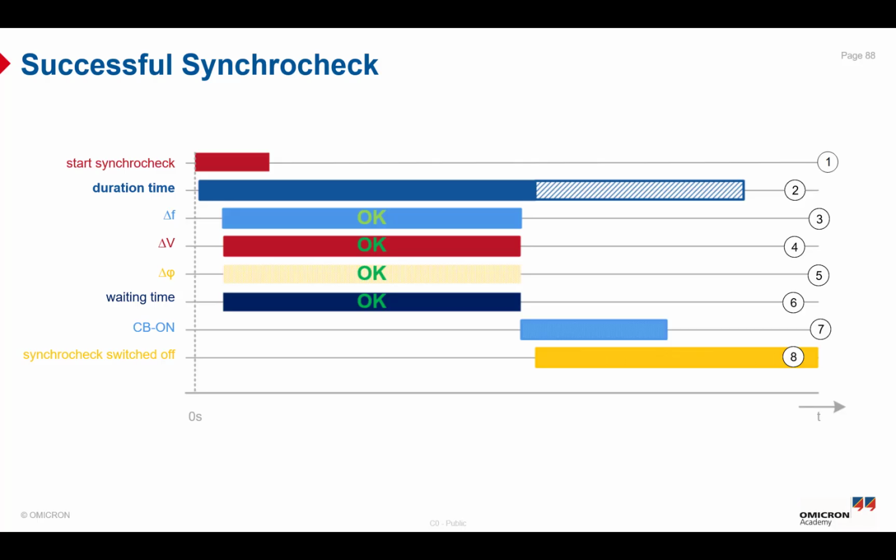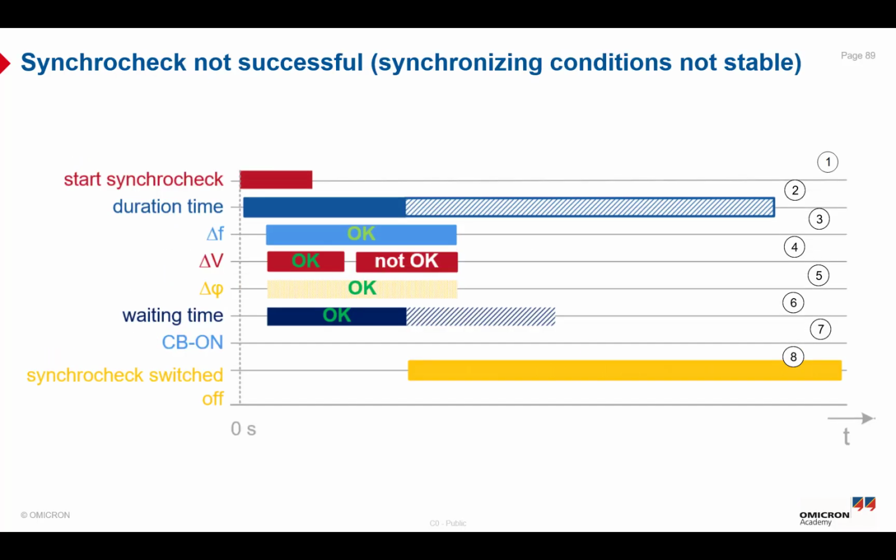We also have another parameter called the Synchrocheck switch off, and it will be on directly after the elapse or the deactivation of the duration time, as you can see here in the relation. So here is the first scenario of the successful Synchrocheck. We have other scenarios which can be not successful because the synchronizing condition is not stable. And when I say synchronizing condition, I mean delta V, delta F, and delta phi.